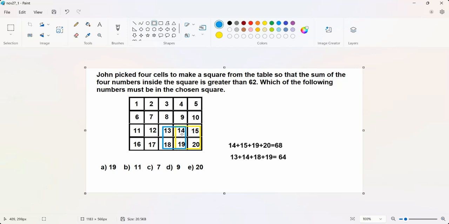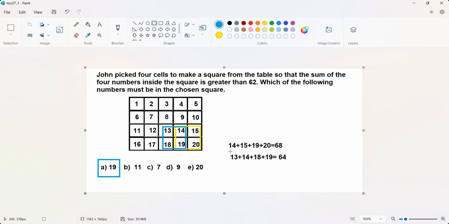You can see that the numbers 14 and 19 are present in both squares, whether we have selected these four or these four numbers. 14 and 19 are always present. So 19 is our answer, because 19 must be taken if we want to be higher than 62. We can skip 20 because we might not select this square, we can select this square. We can skip 18 also, because 18 is not part of both these squares. But 14 and 19 must be taken if it has to be greater than 62. So that's our answer, and that's how this problem is solved.